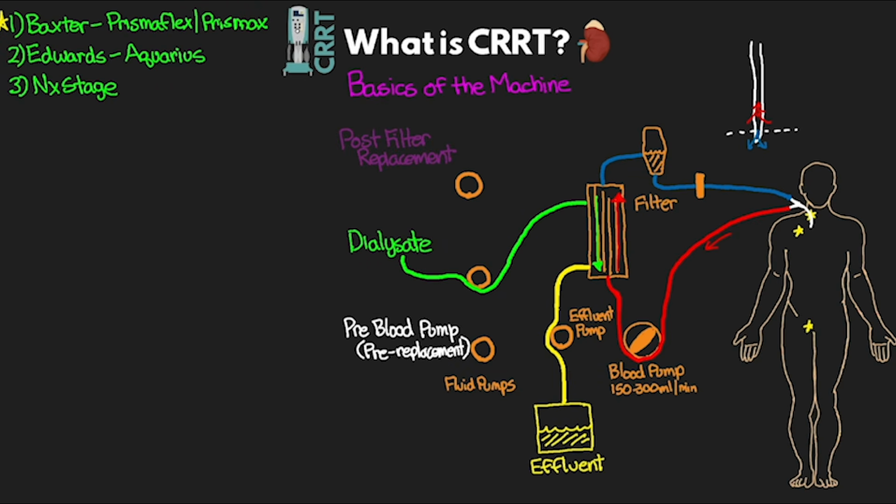But so the effluent is going to move past the effluent pump and then make its way to the effluent drainage bag. All right, so now let's go on and talk about the pre-blood pump, or the pre-replacement fluid. And this one's actually going to travel a long way. The pump is going to move it along and it's going to connect with the access line just after we draw the blood from the patient. And therefore, we're going to be infusing this fluid before it gets to the filter.